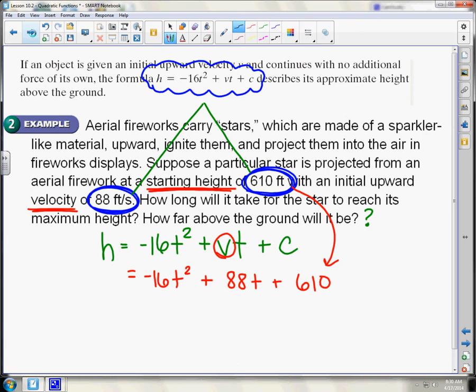So what you have to do is find your axis of symmetry, what your x is. So it's negative b over 2a. So this is a, this is b, this is c. So negative b would be negative 88 divided by 2 times negative 16.